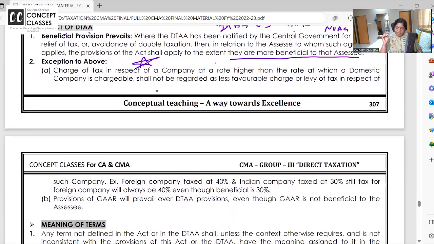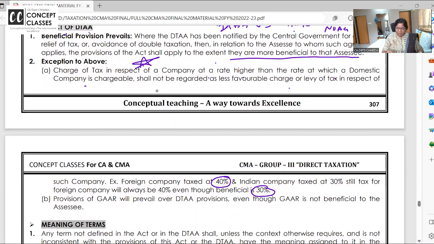But अगर if it is a foreign country, we all know that tax for domestic companies 30%, tax for foreign countries 40%. You can't say whichever is beneficial and take 30% tax for foreign country. That's not right. Charge of tax in respect of company at a rate higher than the rate at which domestic company is chargeable shall not be regarded as less favorable or levy of tax in respect of such company.